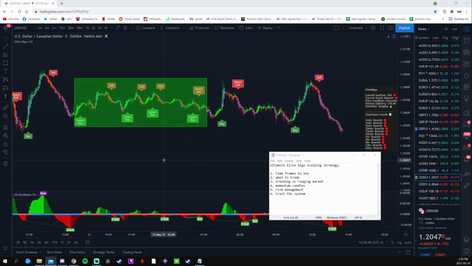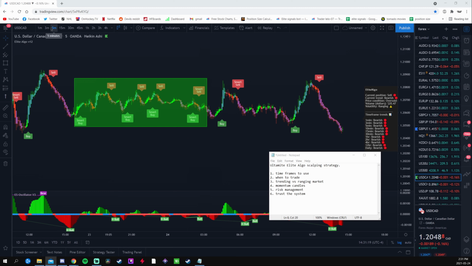So the first thing you need to do when you're scalping is use the proper time frame. You cannot be using the 30-minute, 45-minute, 1-hour, or 4-hour chart to scalp. That doesn't make any sense. What you want to be using is the 1-minute, 3-minute, and 5-minute time frames. Those are your scalping time frames. So make sure when you're doing your technical analysis on your chart that you are using one of those three time frames: 1 minute, 3 minute, or 5 minute.